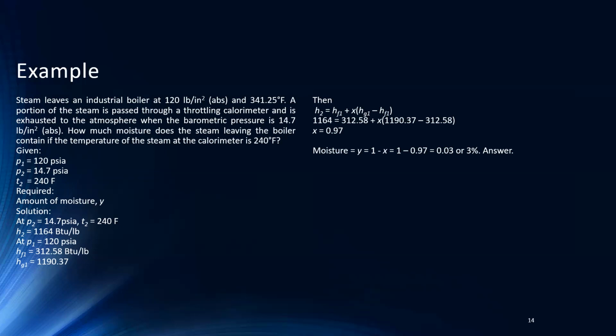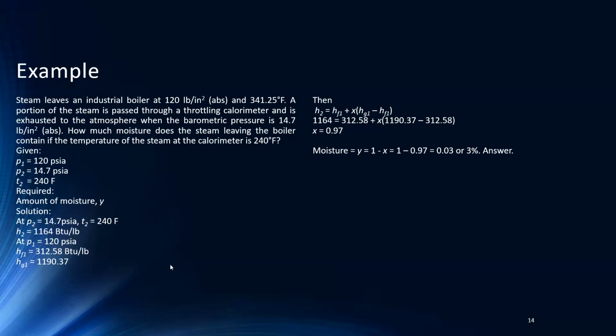Then, for the throttling calorimeter, enthalpy is constant. So H2 is equal to HF1 plus X times (HG1 minus HF1). Substituting values, 1164 is 312.58 plus X times (1190.37 minus 312.58), or X is 0.97. This is the steam quality. What is required is how much moisture, so that is Y, or 1 minus X, which is 1 minus 0.97, or 0.03, or 3%. So this is the answer.